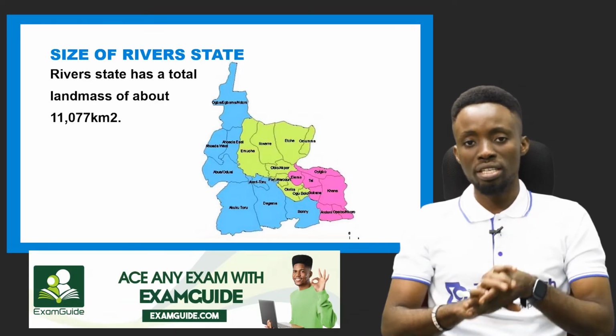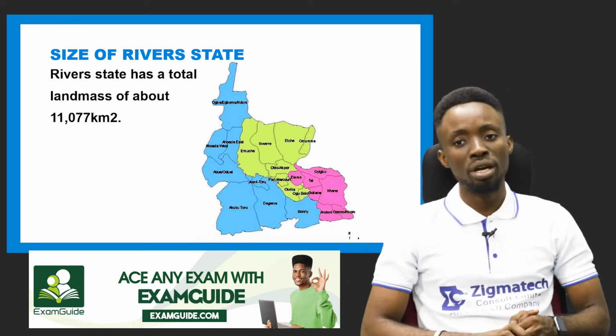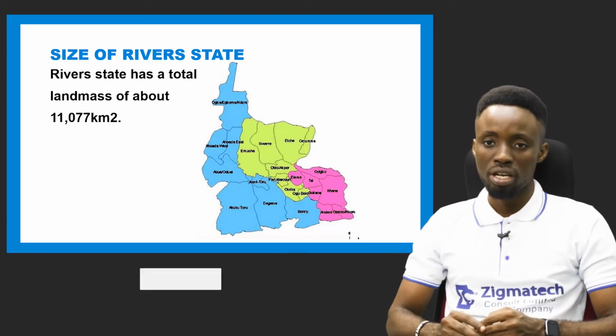So let's look at the size of Rivers State. Now, Rivers State has a total land mass of about 11,077 square kilometers.